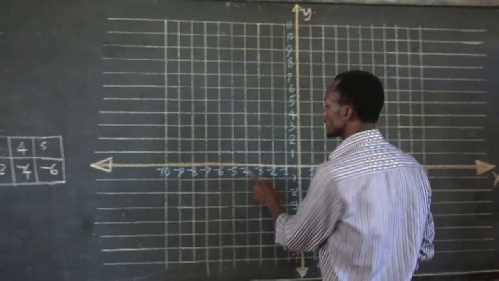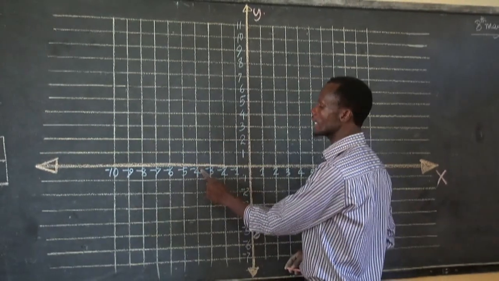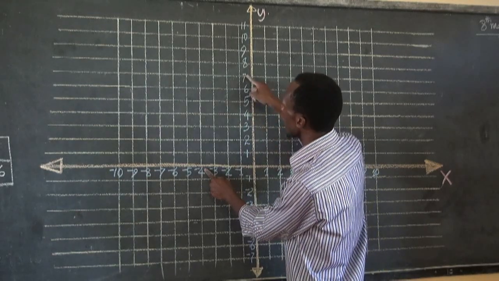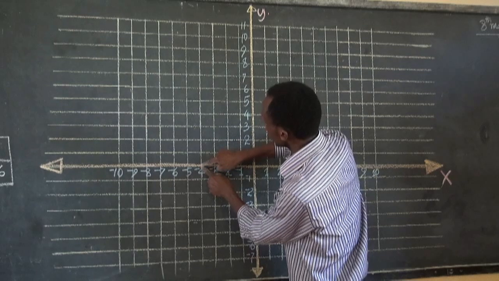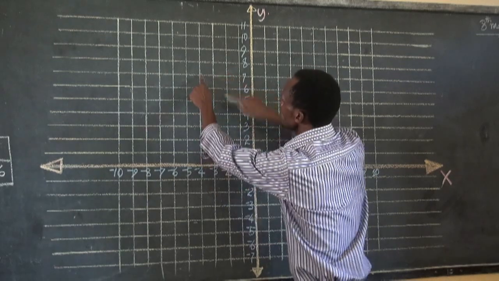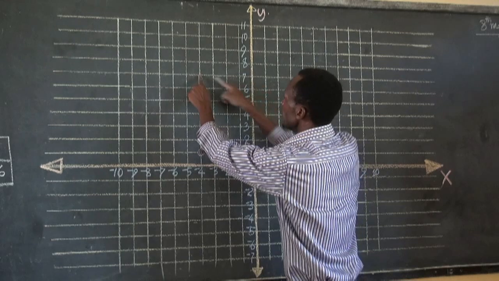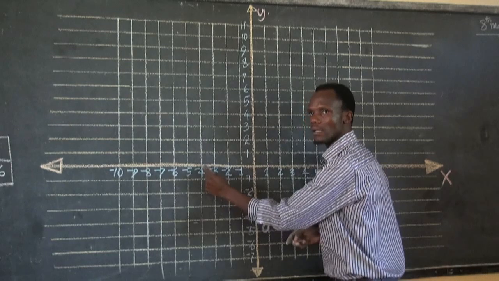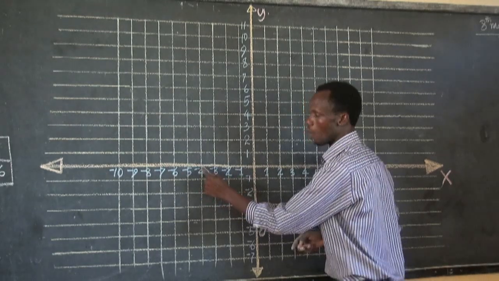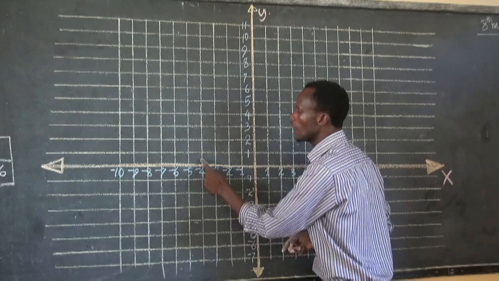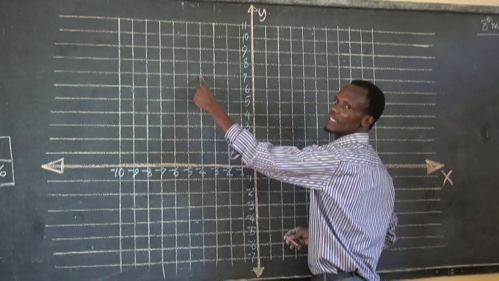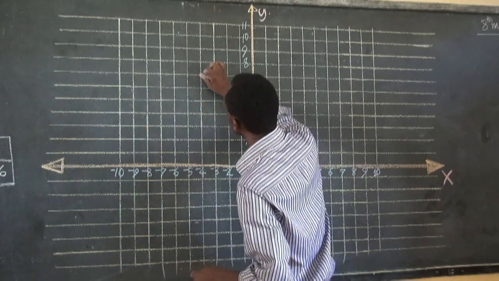Now, x is negative 4 is right here, and y is 7. You move this way until you find the number 7 on the same line as negative 4. From negative 4 here, you move until you find positive 7. Positive 7 is here. Now, you draw your point here.